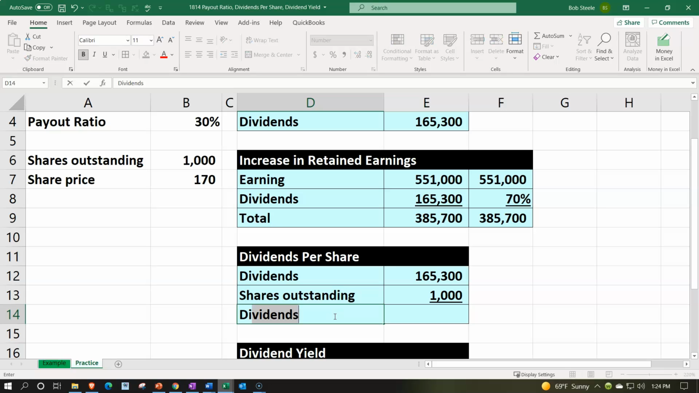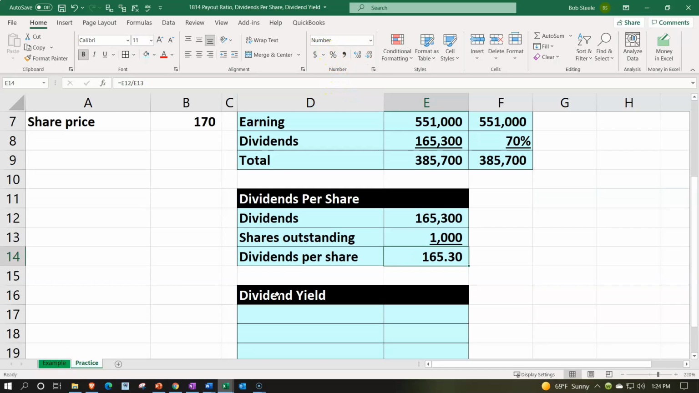This will be the dividends per share, and that's going to be equal to the 165.3 divided by the 1,000, which will give us the 165. Let's add a couple decimals. Number group, pennies being added, 165 and 30 cents.